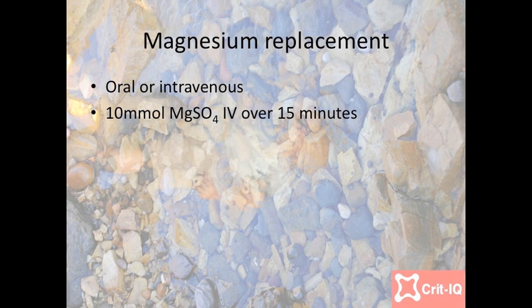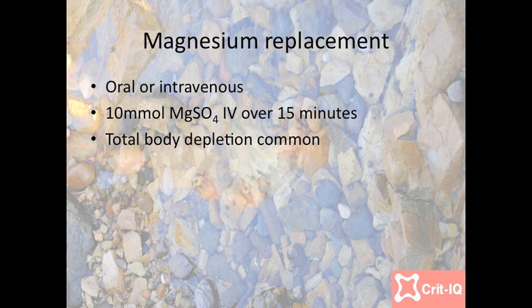Magnesium sulfate is the most common IV preparation of magnesium. In adults, an initial dose of 10 millimoles, or approximately 2.5 grams, can be administered IV over 5 to 15 minutes. If given too quickly, it can be associated with hypotension, bradycardia, and nausea.